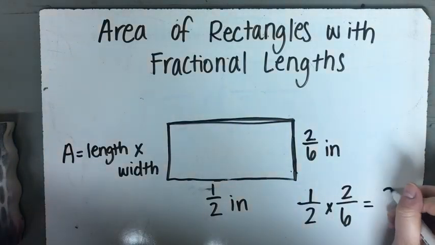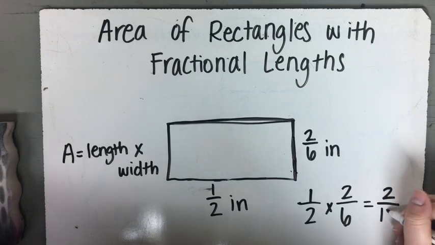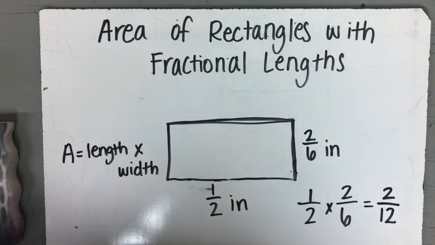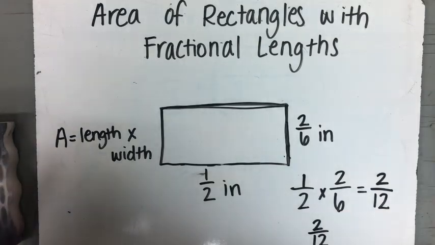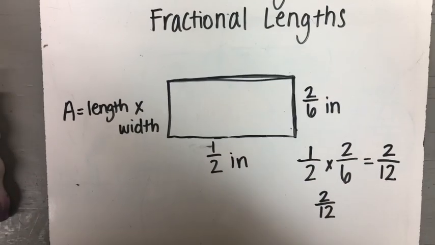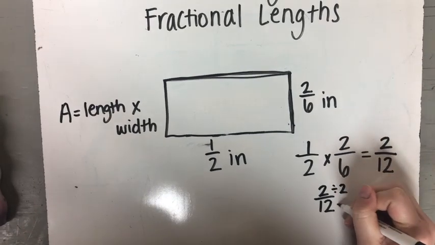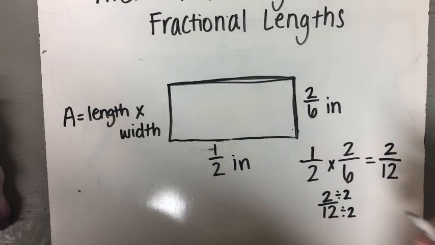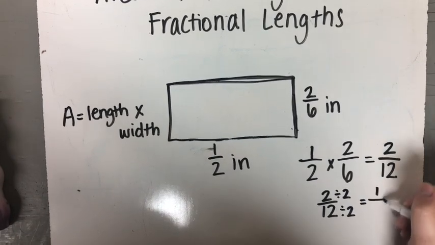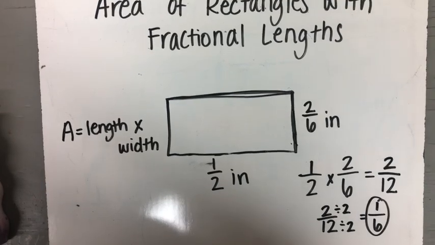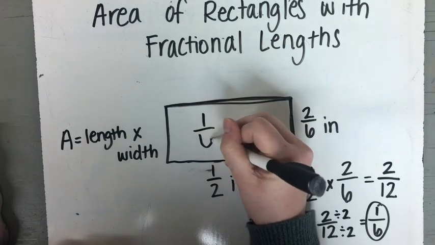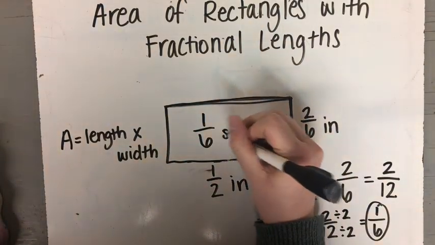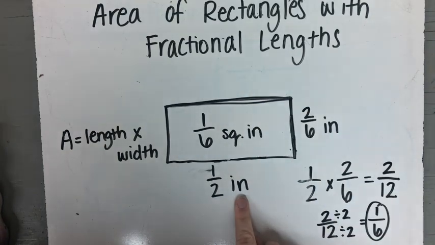1 times 2 is 2. 2 times 6 is 12. So you get 2/12 as your answer. Now 2/12 can be simplified, as we know. For example, we know that they're both even numbers, so you could divide 2 out of both the top and the bottom, and you would get, as a simplified fraction, 1/6. Okay, so let's look back at our rectangle. So now that means the area of this rectangle is 1/6, and to write our label, we would write squared inches, because we're measuring it in inches.